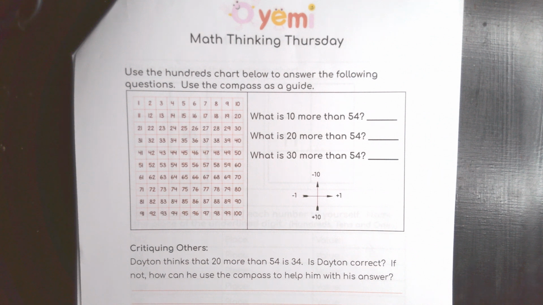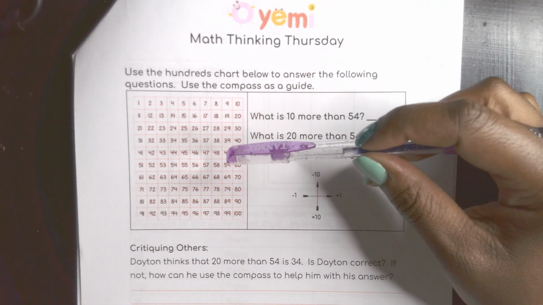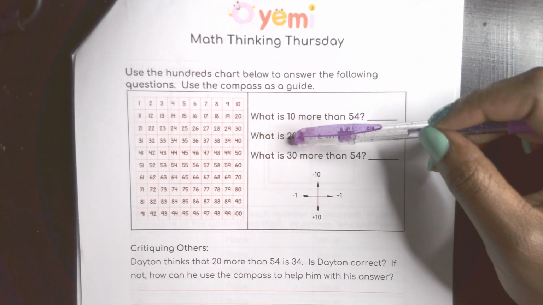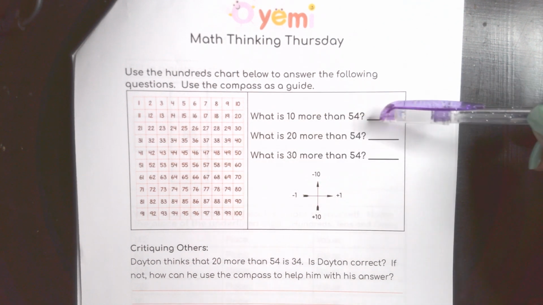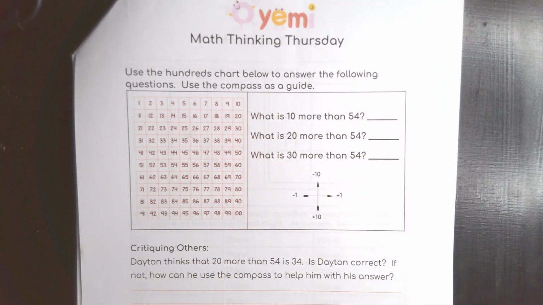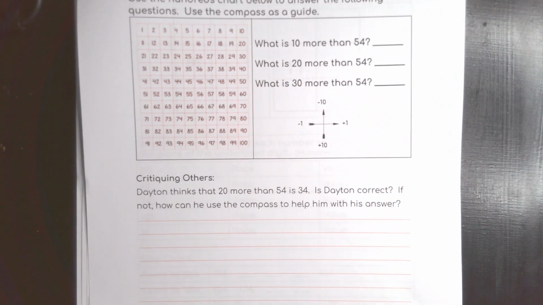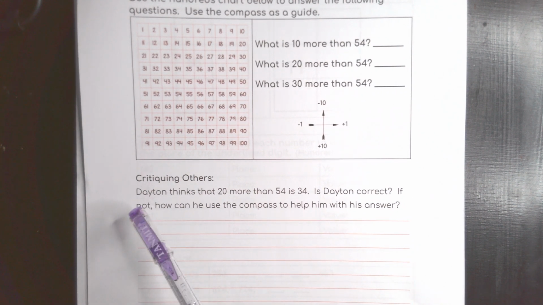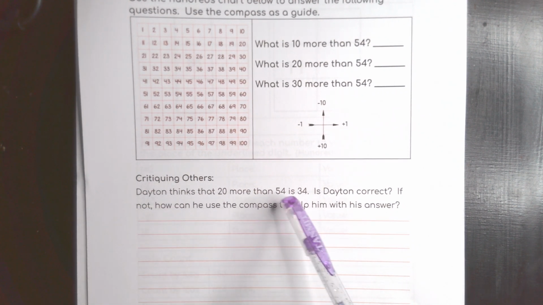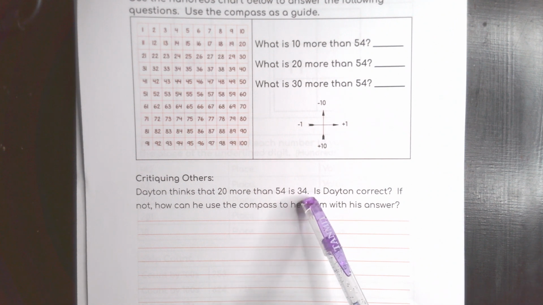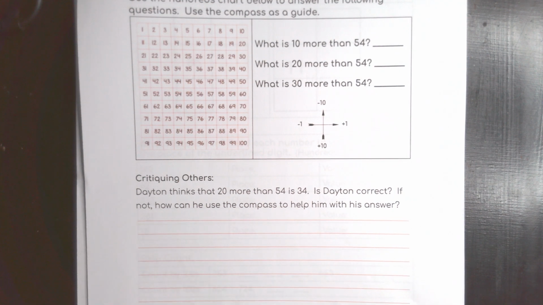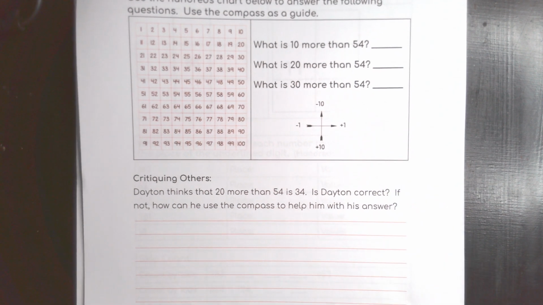Of week 1. You've seen this 100 chart this week. We're going to use our secret compass to help us find 10, 20, and 30 more than 54. And what makes this a Math Thinking Thursday is we're going to critique Dayton. Dayton thinks that 20 more than 54 is 34, and we're going to find out if he's correct. We're going to be able to write a statement to answer these questions.